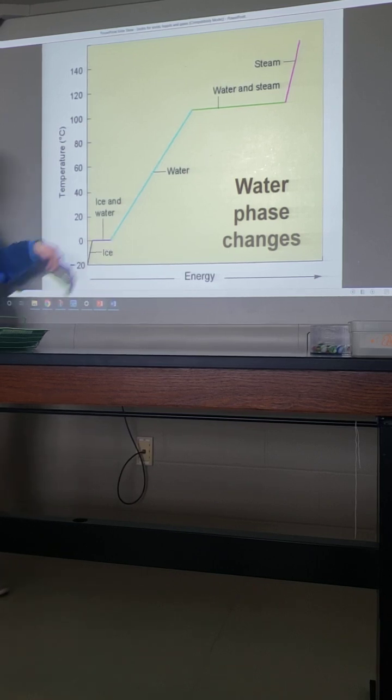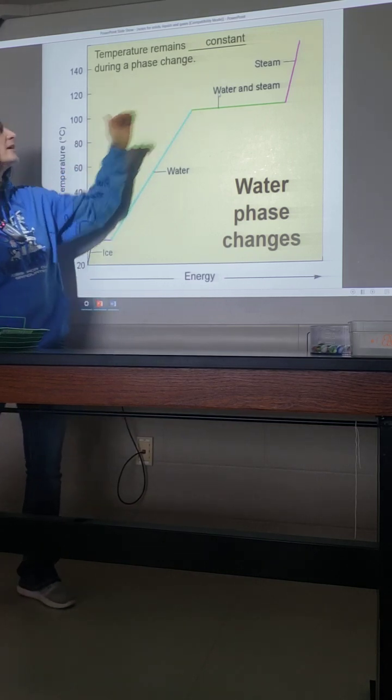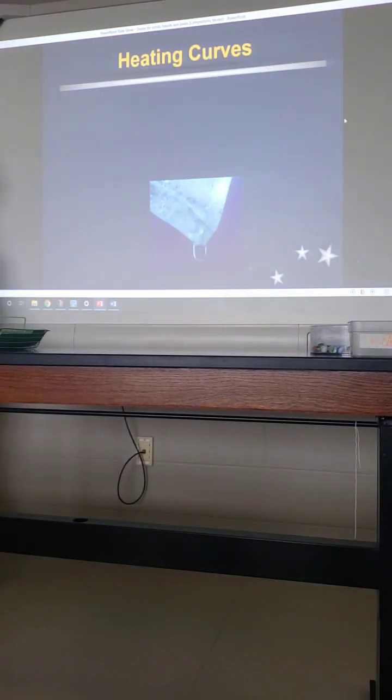potential energy changing, right? So if you notice at these plateau areas, the temperature is constant. That means kinetic is constant. And if kinetic energy is constant, then that means that energy has to be changing into something, which is changing into potential at those phase changes. Okay?